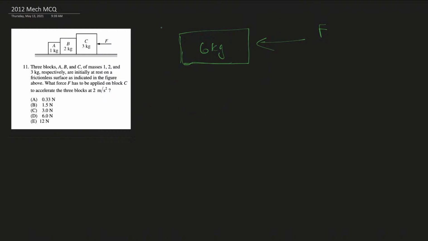The entire concept is if this accelerates at 2 meters per second squared, the entire thing has to accelerate at 2 meters per second squared. That's why I'm able to draw this. And then I can just say F equals ma, and the mass I have is 6 times a, 6 times 2, that gives us 12 newtons. So we're going to have to push with 12 newtons of force to accelerate C and all of them at 2 meters per second squared.